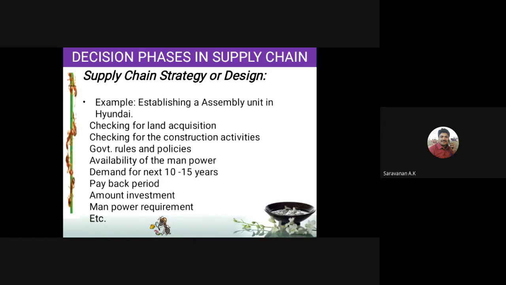Okay, if you want to expand a factory, what has to be done? We have to acquire the land, we have to check the construction activity, who is going to construct that factory, government rules, availability of the manpower, and demand for the next 10 to 15 years. Will the car be sold in the next 10 years or not? That has to be decided. And they have to decide the payback period, when they will get the invested amount back. The amount invested, manpower requirement, everything has to be checked. Okay, based on that, the decision has to be taken.